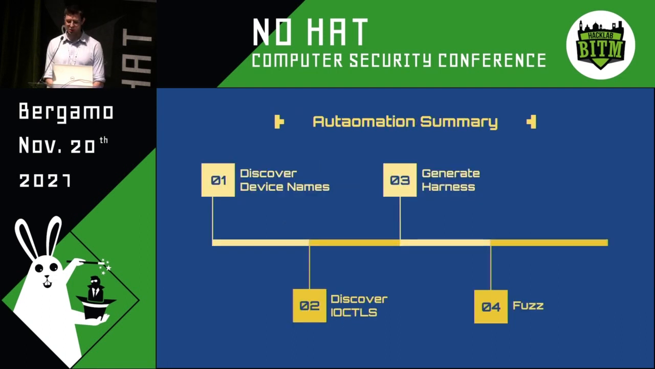All right, so just to summarize the process, we discover the device names, we discover the yoctals, we generate a harness by updating an existing generic harness, and eventually we fuzz.